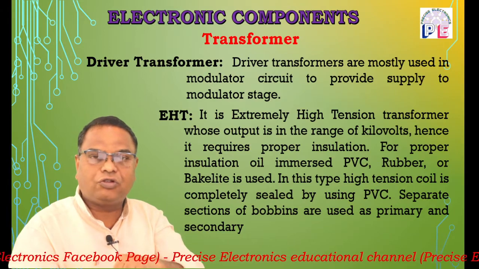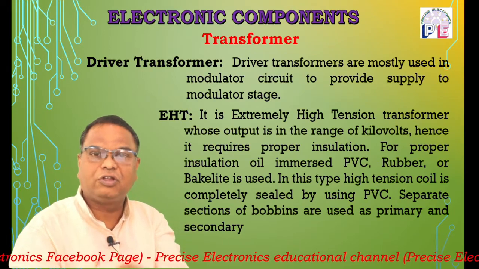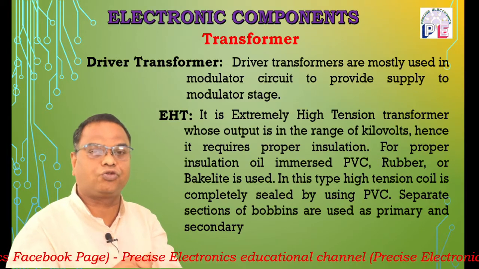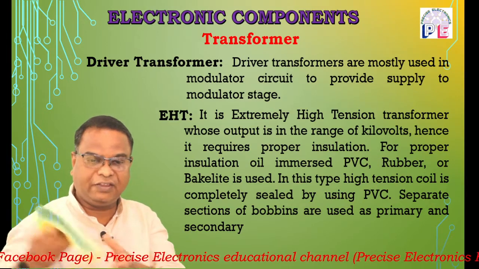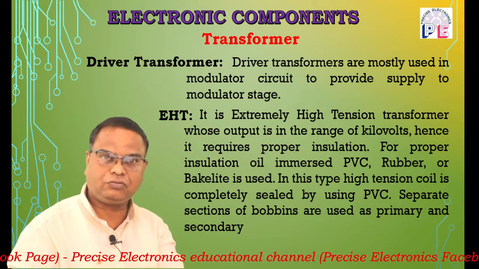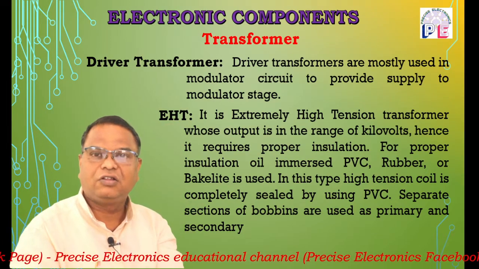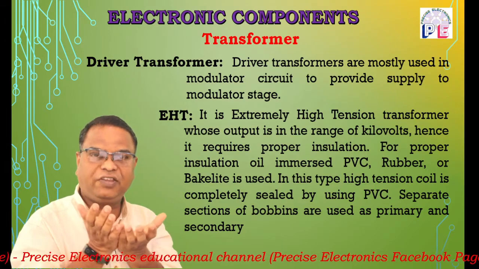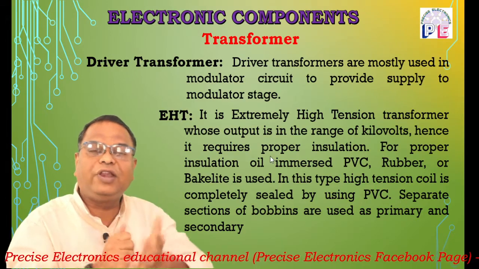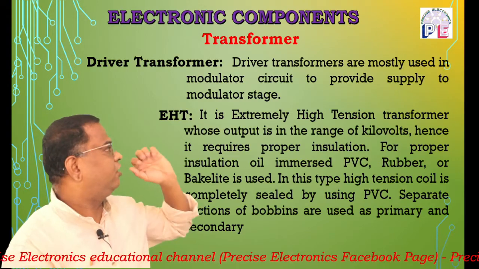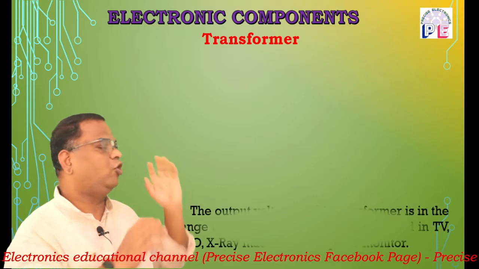Why is the oil used? The oil is used for cooling purposes. Oil immersed PVC, rubber or bakelite is used. In this case, the high tension coil, that is the output coil, is properly sealed by using PVC, so that there should be no leakages. The cross-sectional view of that EHT is now going to display on your screen.